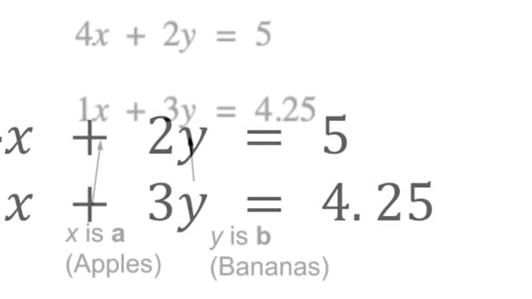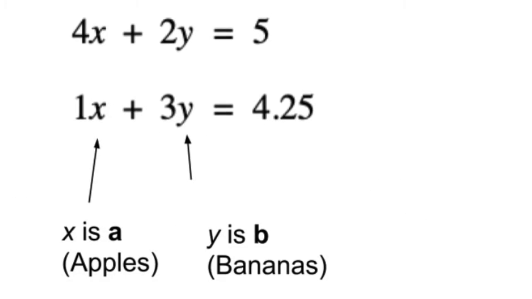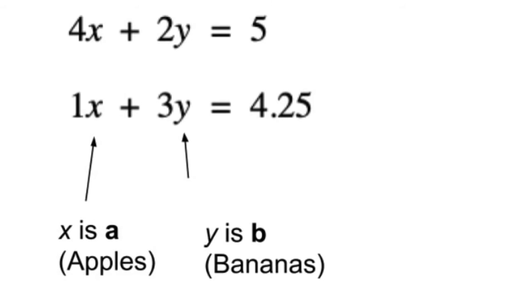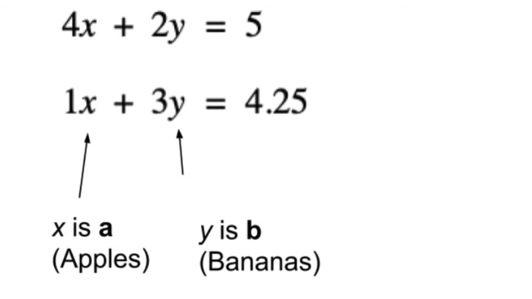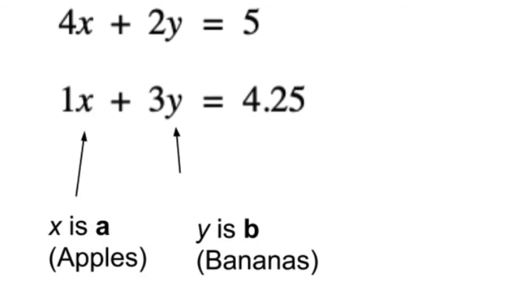The only thing that you must remember is that the x was the a in the question. So when you answer the question at the end, you don't want to say that x is equal to something. You want to say that a, the apples, is equal to something, and the y, when you find the answer for y, that's really the b. So the y would tell you about the bananas.